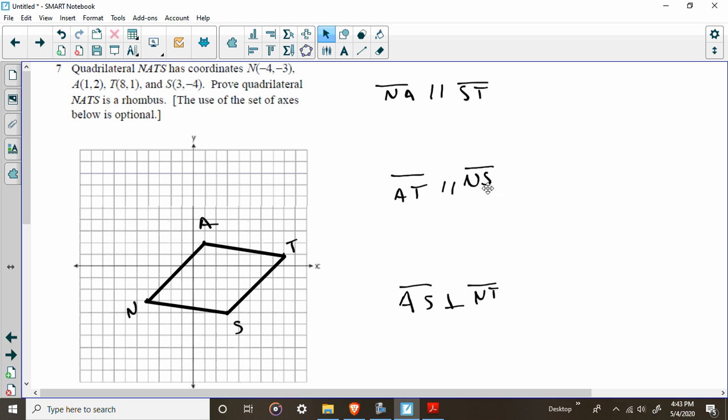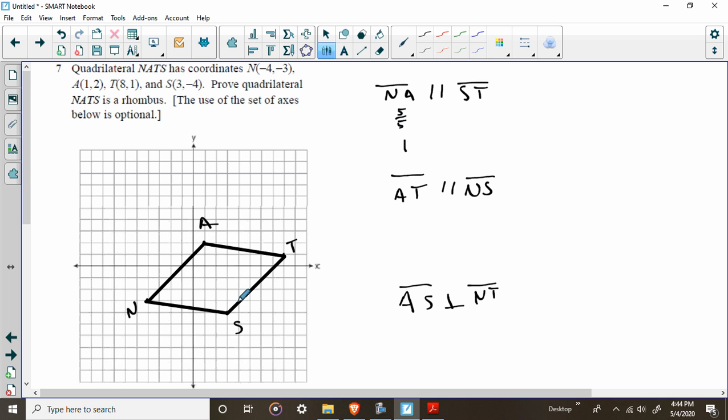All right. So first, is NA parallel to ST? Well, again, let's count. I got a slope of 1, 2, 3, 4, 5, over 1, 2, 3, 4, 5. So this has a slope of 1, right? 5 over 5, or 1, right?